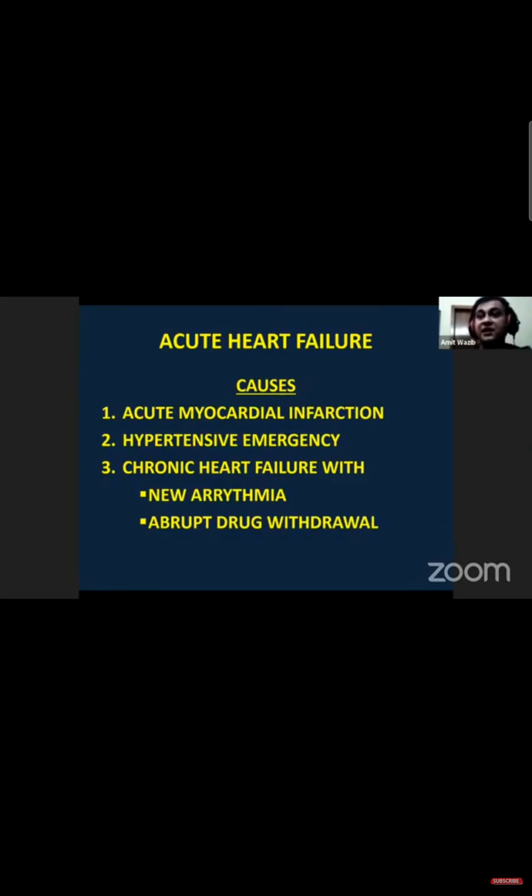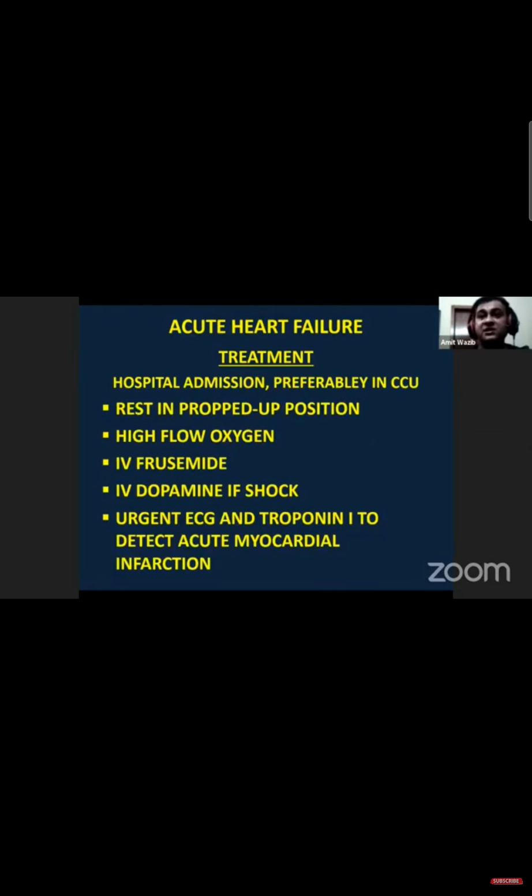Finally, any patient with chronic heart failure, if the patient stops the drugs abruptly, it may lead to acute heart failure. And development of any arrhythmia in a chronic heart failure patient who was otherwise reasonably well, or suddenly a ventricular tachycardia develops, then the patient from chronic heart failure will turn into a case of acute heart failure. So these are the conditions which make the heart failure very severe within minutes and bring the patient to be admitted in the coronary care unit.